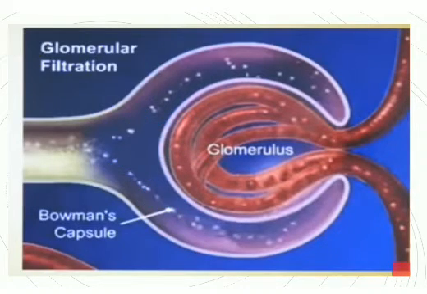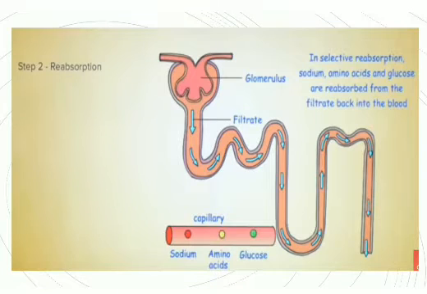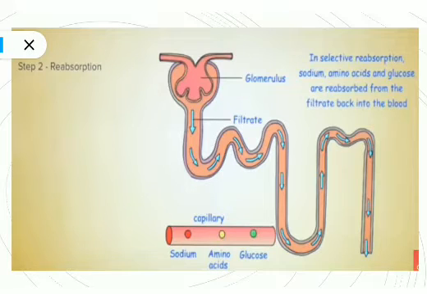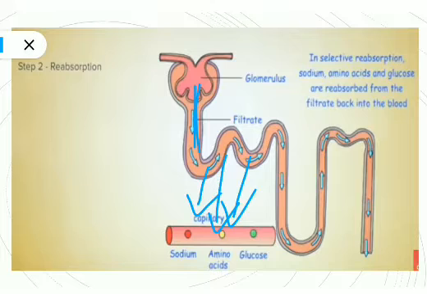Next, this is reabsorption. The filtered blood enters into the tubule, and some of the useful things also get filtered along with the waste. These useful substances, like sodium, amino acids and glucose, jump into the blood capillaries and enter into the blood. That is called reabsorption.